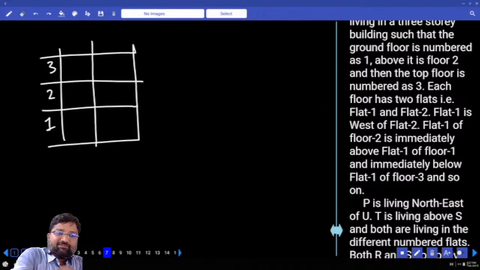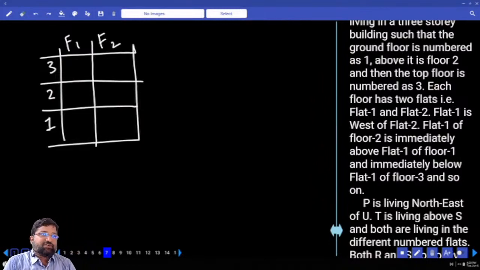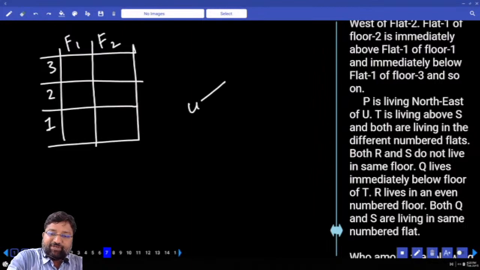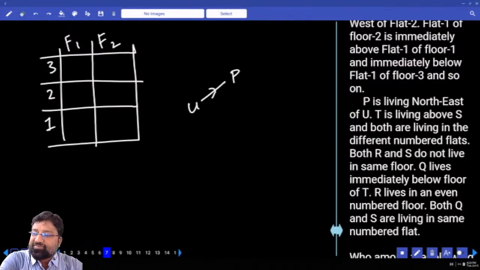Okay. Flat 1 is to the west of flat 2. So now let's try this. P is living to the northeast of U. And U is surely in flat 1, P is in flat 2. Fixed together. T is living above S and both are living in different flats.